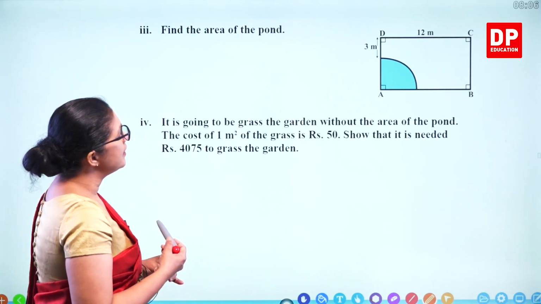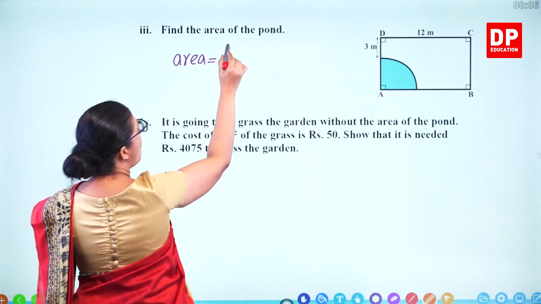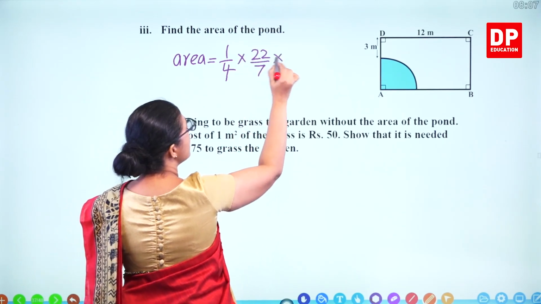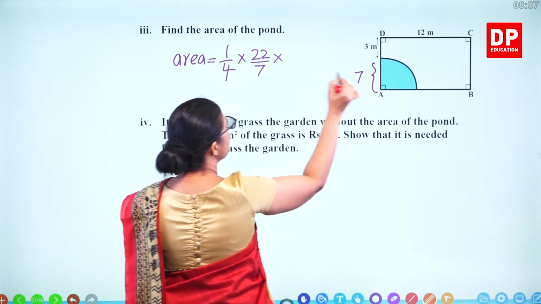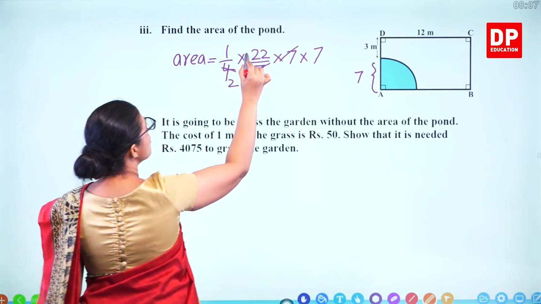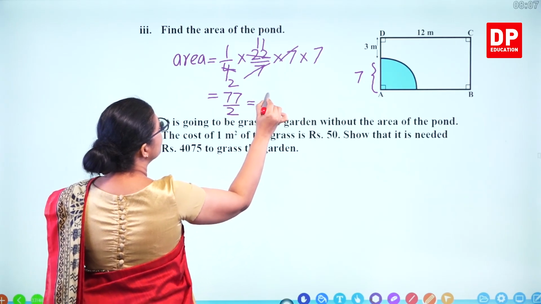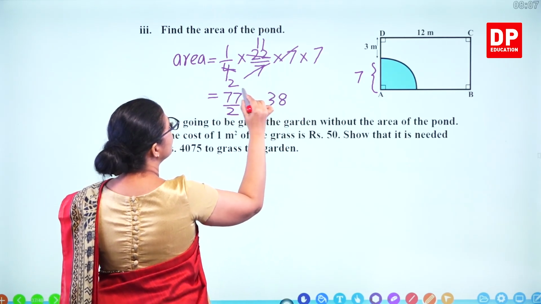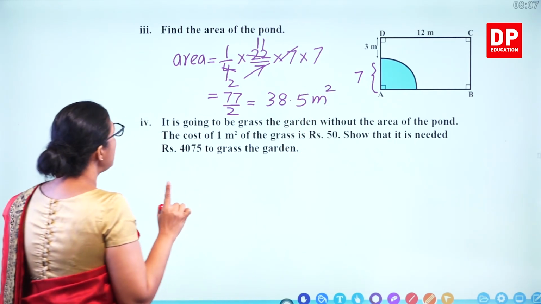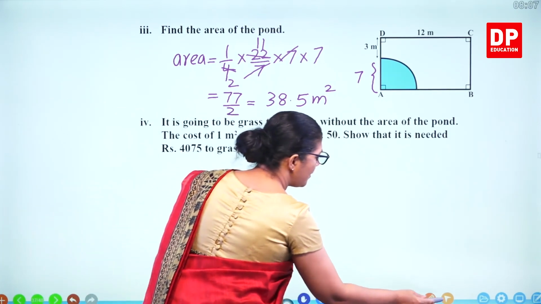Find the area of the pond. So area of the pond, 1/4, this is a quarter of a circle. Pi r squared. 22 over 7. We found out this radius is 7. 7 into 7. 2 times 2 and 77 over 2. So 38.5 square meters is the area of the pond. So we can give only 2 marks there.